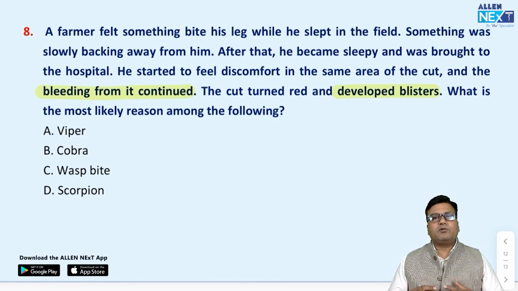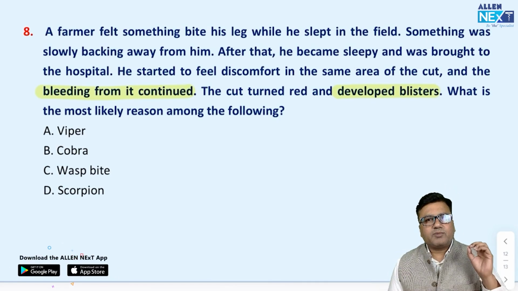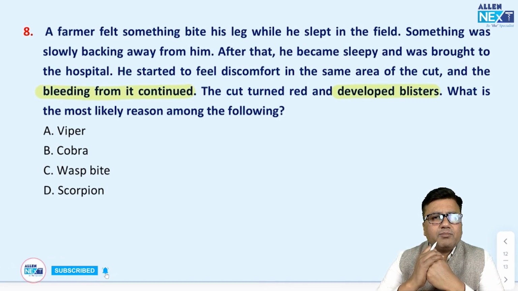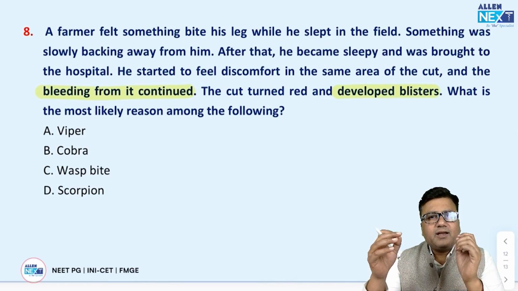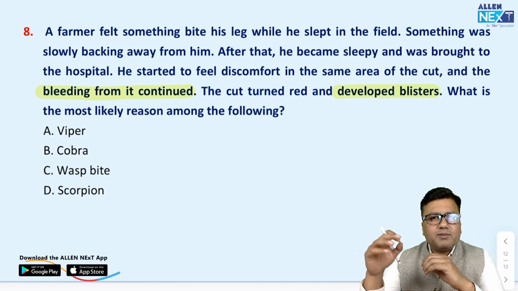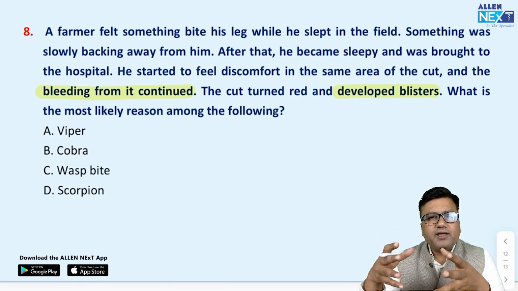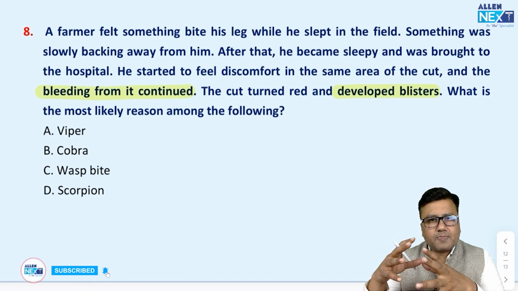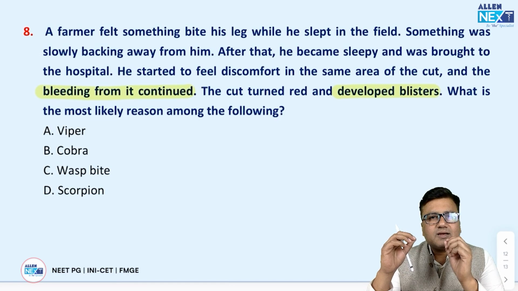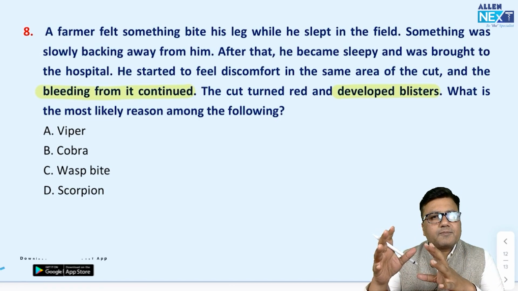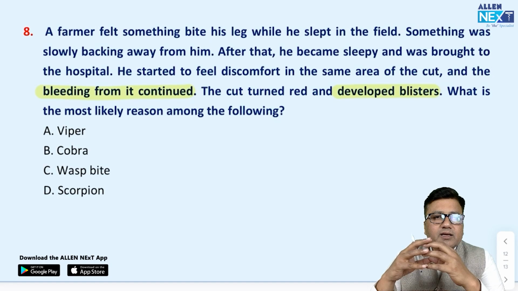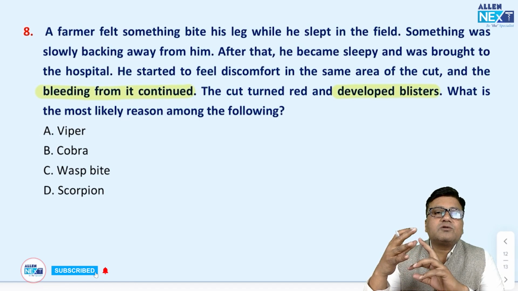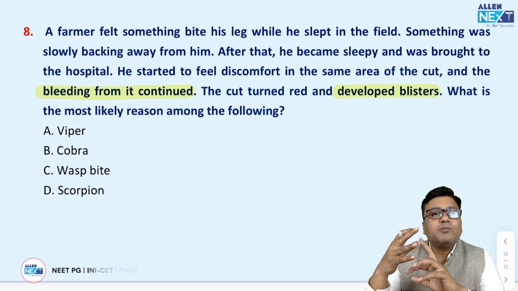Okay, so we are talking about a farm field and some kind of a sting that a person felt in his lower limb while he was sleeping, and he saw something backing away from him, and later on there is continuous bleeding from that area and also development of blisters. Okay, this is consistent with a snake bite. The only thing that we need to differentiate here is what kind of snake. Does it look to be a neurotoxic snake or does it look to be a vasculotoxic or hemotoxic snake?